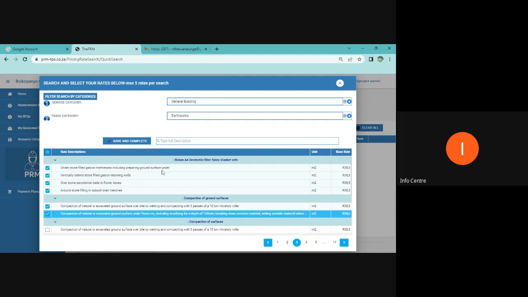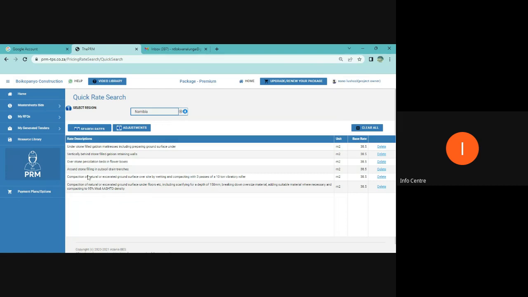This is the description as per my bill, unit as per my bill, then I take the base rate. Then I click on save and complete. You can see my description is here, my unit is here, my base rate is here. For the sake of understanding, the base rate is the resources that are put together to achieve this activity. So it can be plant, material, transport, labor, as well as your bare minimum supervision. There are no profit margins, there are no discounts, and most importantly, there are no company overheads.